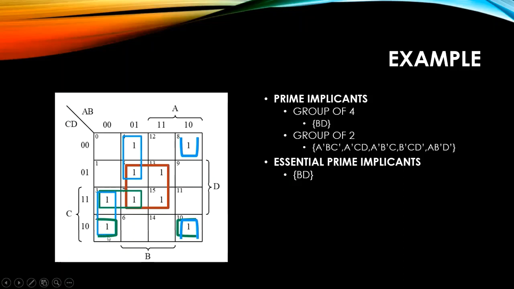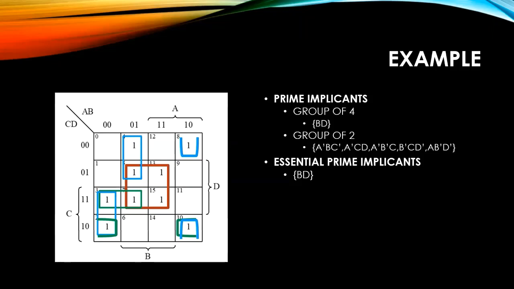This blue, green, and the left and right green. Which among these 3 is considered an essential prime implicant? By inspection, if we choose this blue group, we don't need the green groups. So therefore, this will be part of the essential prime implicants. And the rest, the green groups, will be non-essential.